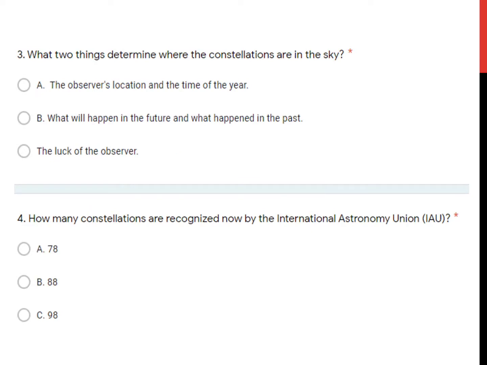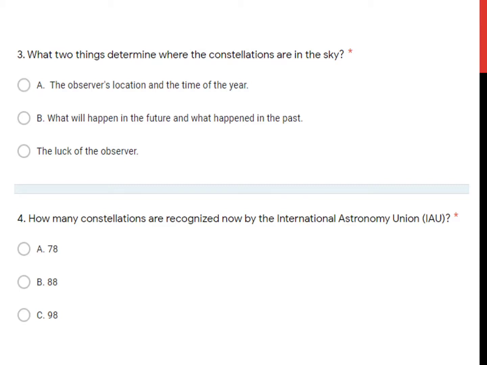Number 3. What two things determine where the constellations are in the sky? Letter A. The observer's location and the time of the year. Letter B. What will happen in the future and what happened in the past. Letter C. The luck of the observer. The correct answer is A. The observer's location and the time of the year. You are correct.